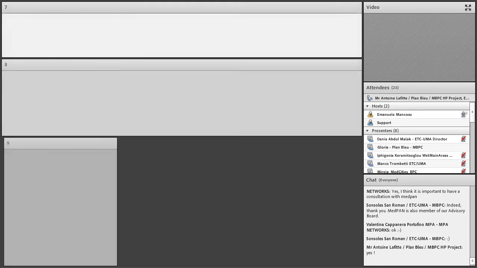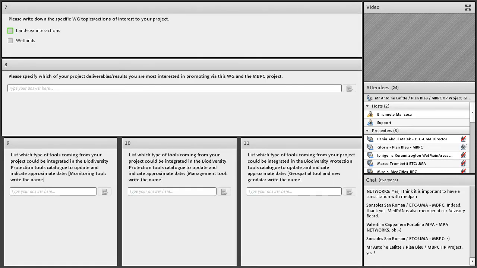Maybe we can move to the next slide. The first question is regarding what I presented before. You understood that this working group 3 will focus mainly on two specific aspects, land-sea interactions and coastal wetlands. So thank you for answering which topic you are most interested in from your side.